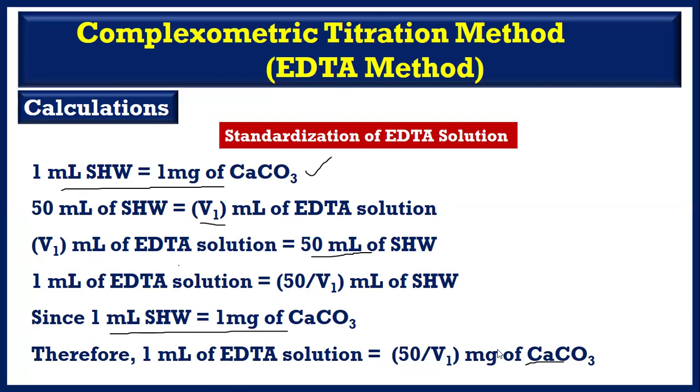As we discussed, standardization means to know each ml of EDTA is equal to how much amount of calcium carbonate equivalent. So here we concluded that 1 ml of EDTA is equal to 50 by V1 milligram of calcium carbonate. So this is the standardization.